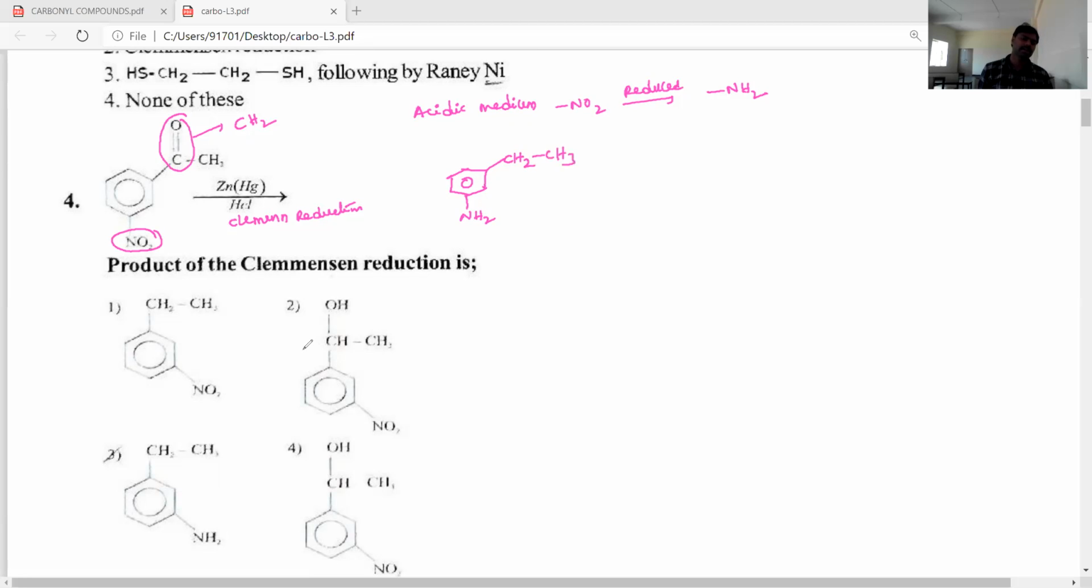Okay. 3-ethyl aniline is the product. So the answer is the third option. Okay, students, this kind of question is very, very important. See here, two different functional groups are affected by one reagent. Especially the applications of the Wolff-Kishner reducing agent and the Clemmensen reducing agent are all very, very important. Okay, let's go to the next question.